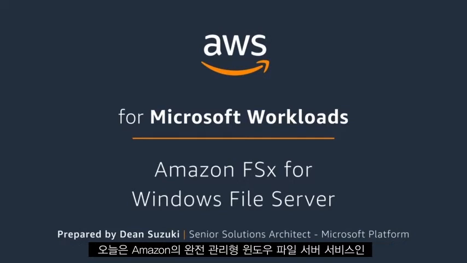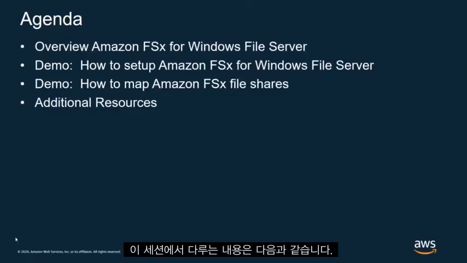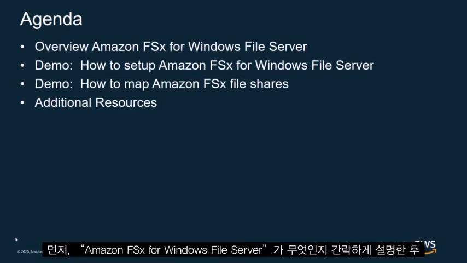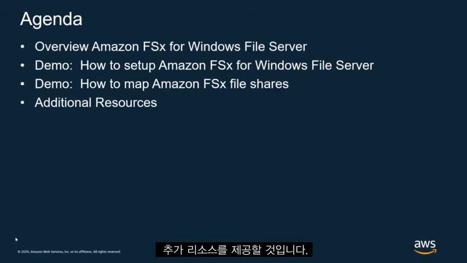Today I want to talk about Amazon's fully managed native Windows File Server service called Amazon FSx for Windows File Server. Here's a quick agenda of what we'll be covering in this session. First, I want to provide an overview of what Amazon FSx for Windows File Server is, then run through a couple of demos. The first one's how to set it up, and then how to map a file share to it, and then provide some additional resources.